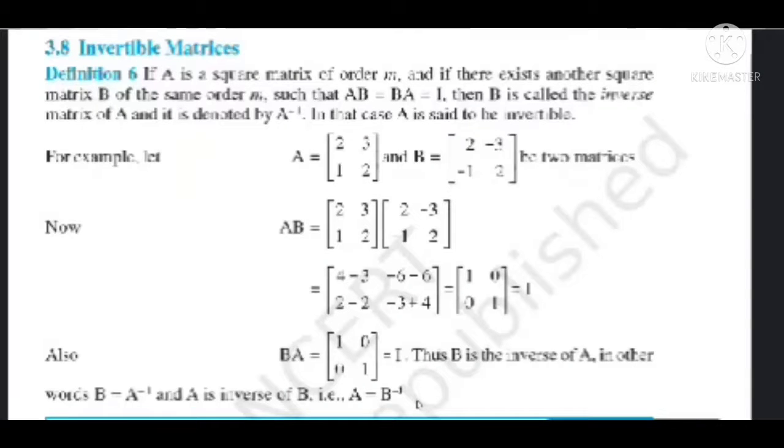Okay, am I clear to you? Whether it is clear to you? Have you understood or not? If you don't understand, if there is any problem, you can ask me. Tell. Any doubt you can ask. Am I audible?